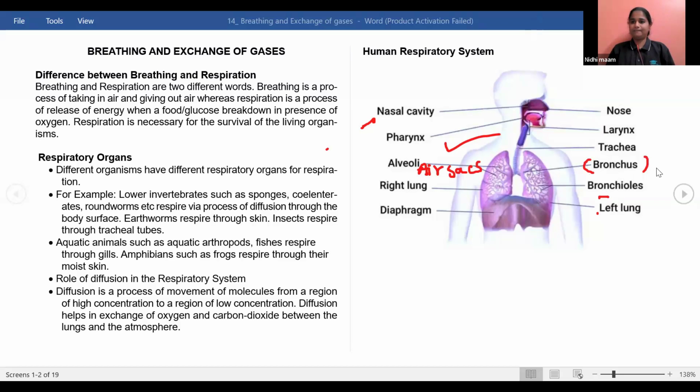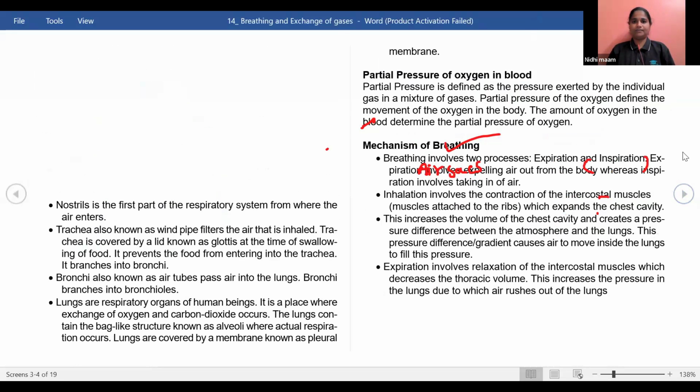Next we have to concentrate on the partial pressure. So how does respiration take place? We know that it is by a simple process called diffusion. So what do you mean by diffusion? The transport of substances from the higher concentration to the lower concentration is called diffusion.